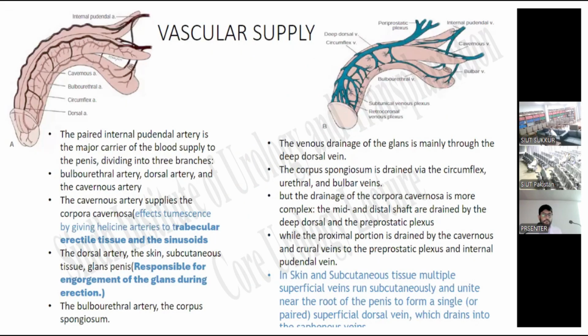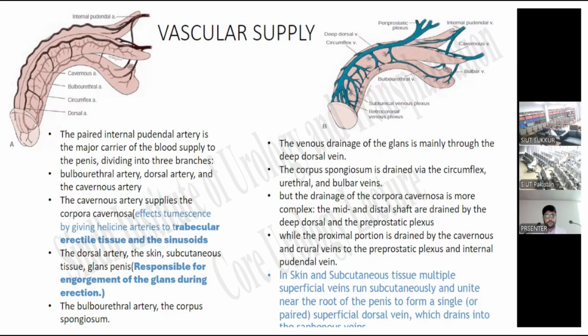Because of this complex venous drainage and arterial supply of the penis, it is very crucial to know what kind of arterial insufficiency leads to erectile dysfunction, or through which channel the venous leakage occurs. As we can see, there are three systems: the superficial system, the intermediate system, and the deep system. The superficial is the external pudendal and the superficial vein.